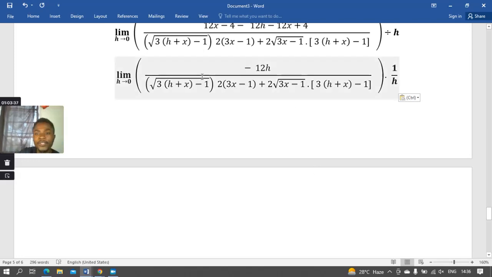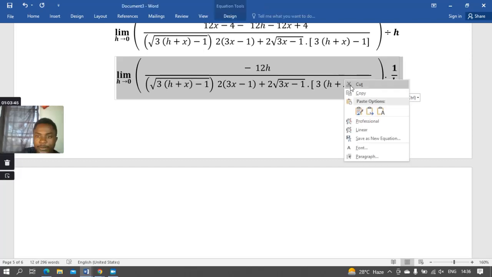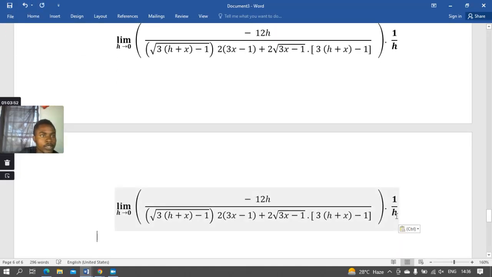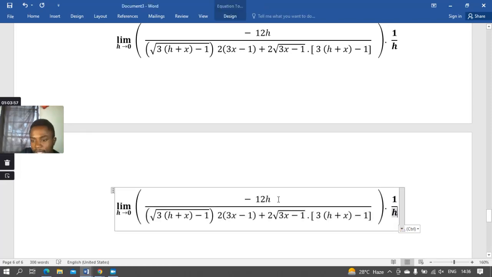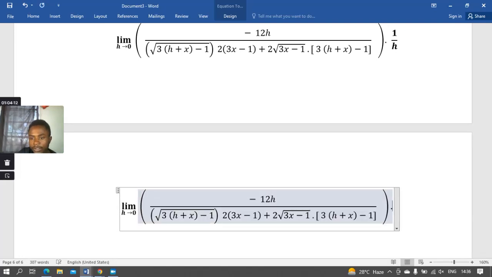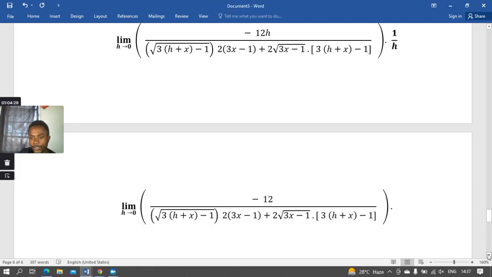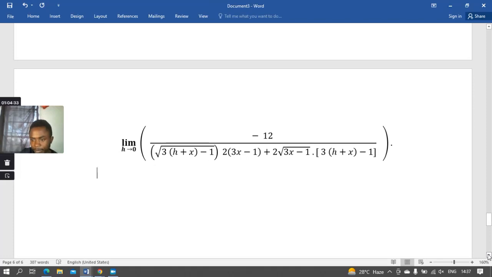So from here, guys, you see this H there, right? Let me relight this so that you guys will be able to see what I'm writing. So this H here, and that H, they'll cancel. When they cancel, automatically you know that this part will go, and that part there will also go. So this is the expression we are going to remain with.